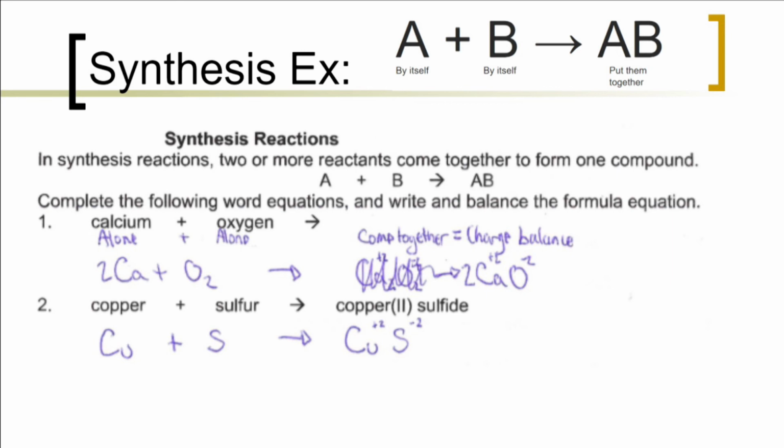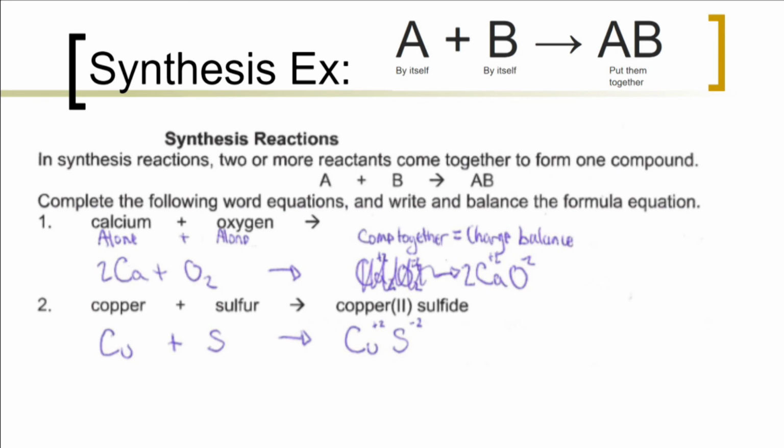They come together, and when they come together, you put the charges on the top. I have +2 for my calcium, -2 for my oxygen, and so you could get 2 and 2 on the bottom, which is the reason why I scratched it out. But 2 and 2 reduces to 1 and 1.